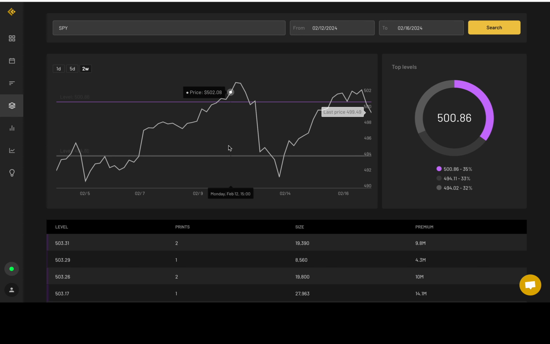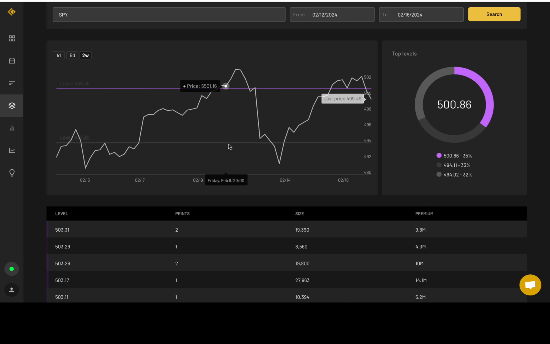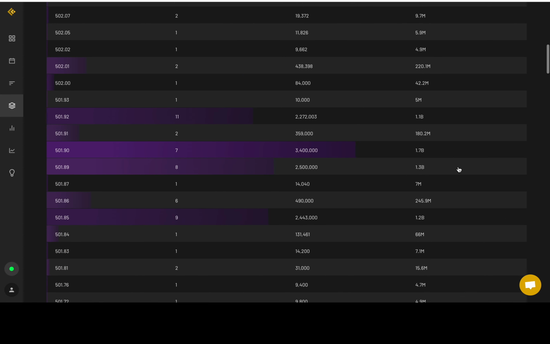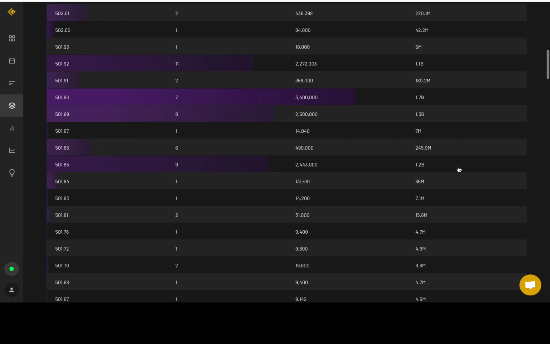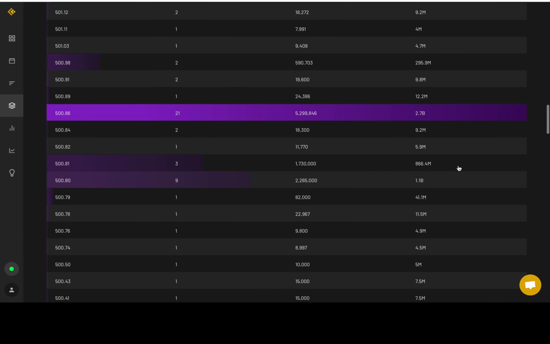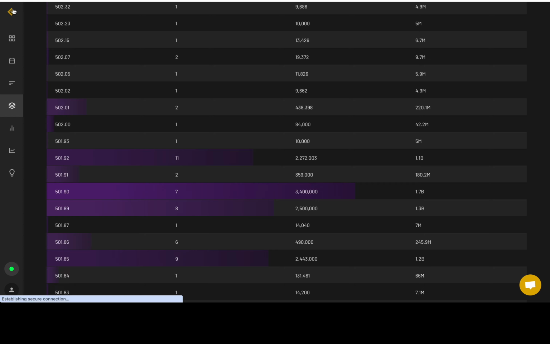All right, guys, here is the dark pool order for last week. 35% of activity came in at the 500.86 level. 33% came in at 494.11, and 32% came in at 494. So that 494 level is a good amount of premium around that area, guys. Just something to keep in mind.